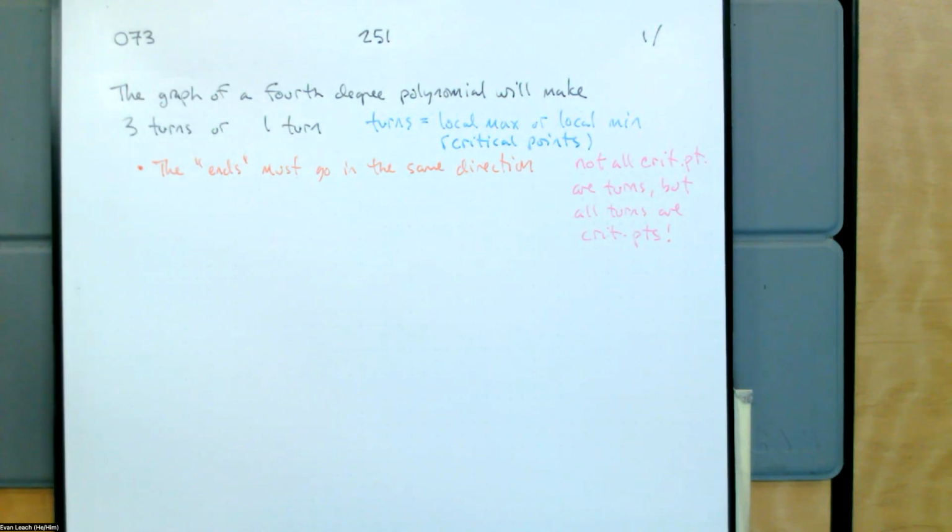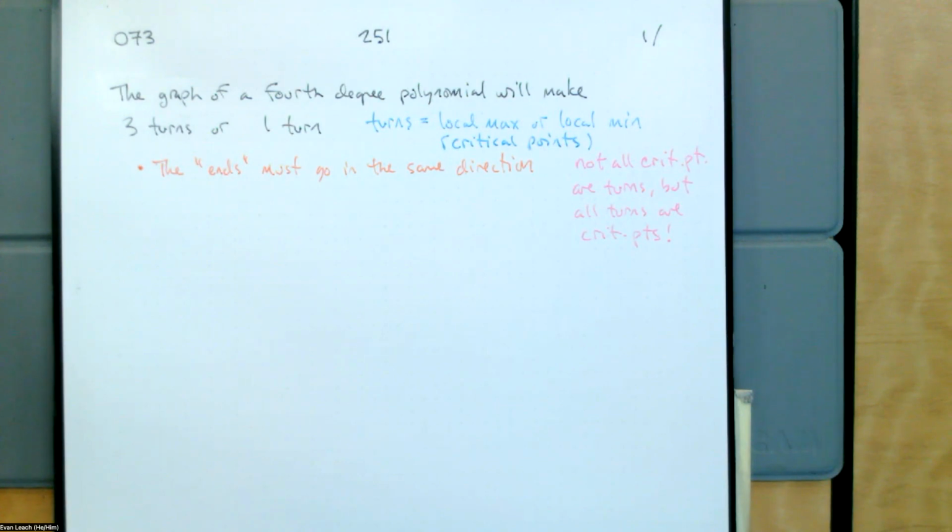So right now we know that this fourth degree polynomial has to make 3 or 1 turns. It has to be an odd number because the ends have to go in the same direction. The only way for the ends to go in the same direction is for the graph to make at least 1 turn at some point. If it makes 2 turns, then the ends are going in the opposite direction. That's not okay. So we have to make a 3rd turn. That's why an even degree polynomial will definitely have an odd number of turns.